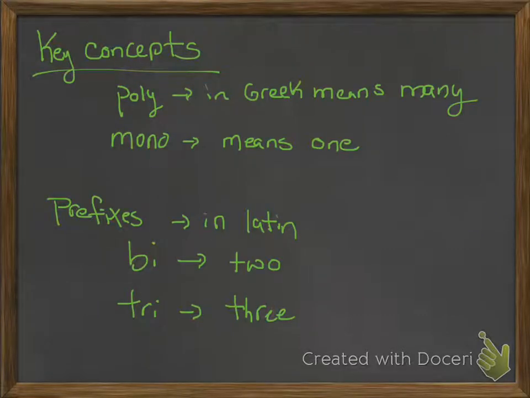So key concept here. Little do we know, poly in Greek means many. So many-nomials means many pieces. Mono, as we've talked about a mononomial, means one. So there's one term. Polynomials, there are going to be multiple terms. And the prefixes in Latin of bi means two, tri means three. So just as a bicycle, 2 wheels, tricycle, 3 wheels.